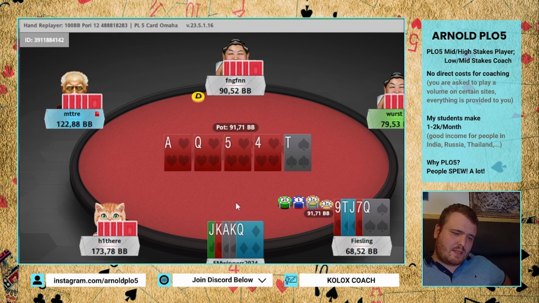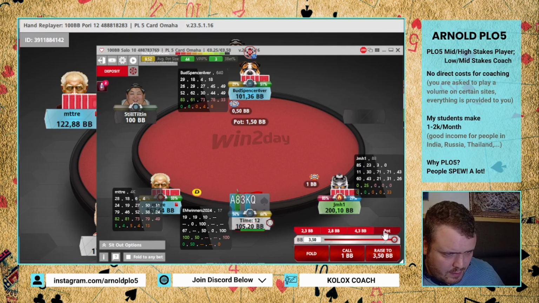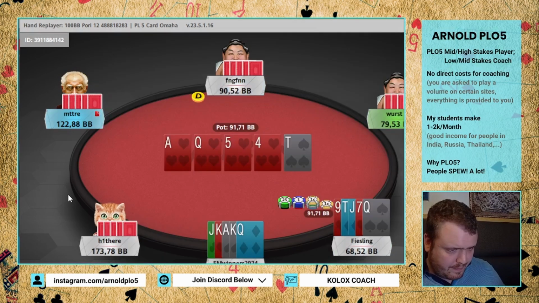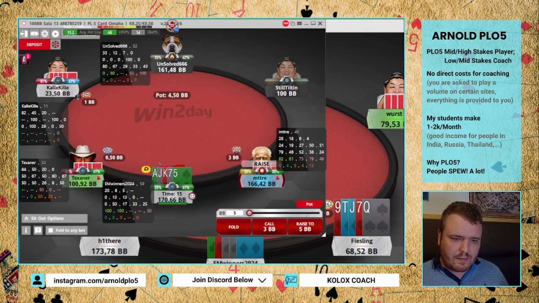Because aces are so, they have aces so often here. I would probably always bet when I have the nut flush, so there's no reason at all to go over the top with a bluff, because exploitatively I never.